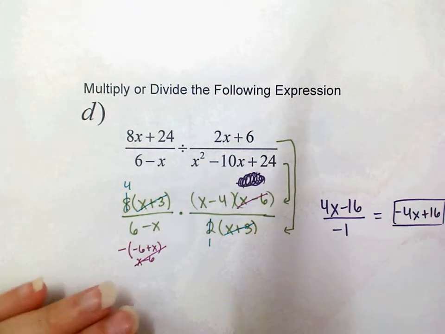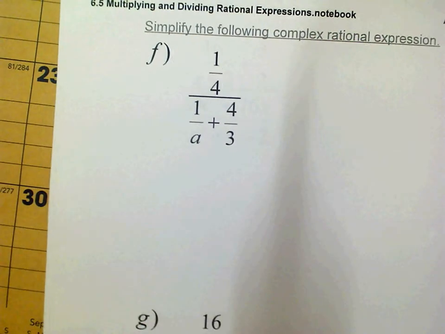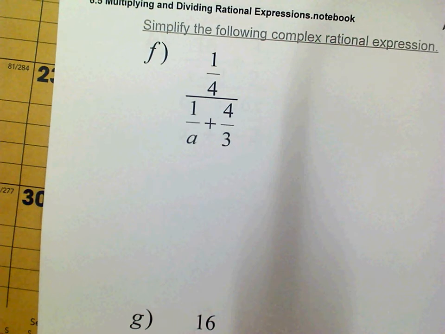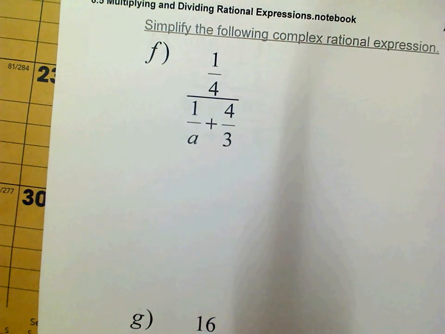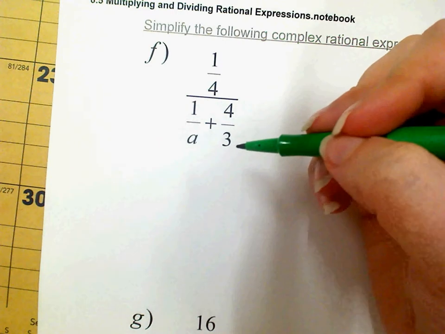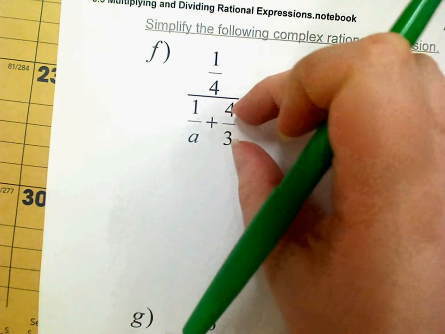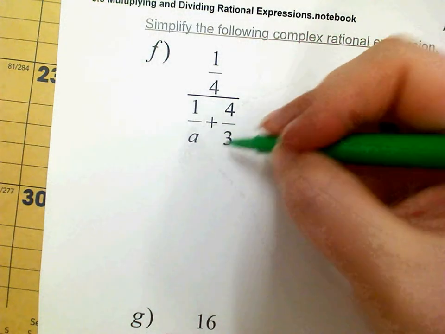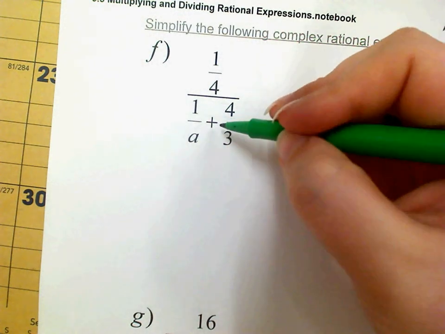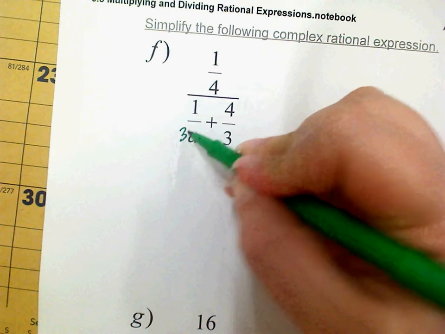Okay, something to think about. Okay, for this question, it's a dividing, but at the same time, in the denominator, I've got addition. And what I have to do is I cannot flip and multiply until I deal with this right here. So I know that in order to add these two fractions, I have to have a common denominator, and 3 and a have nothing in common. So this one I need a 3 on, and this one I need an a on.